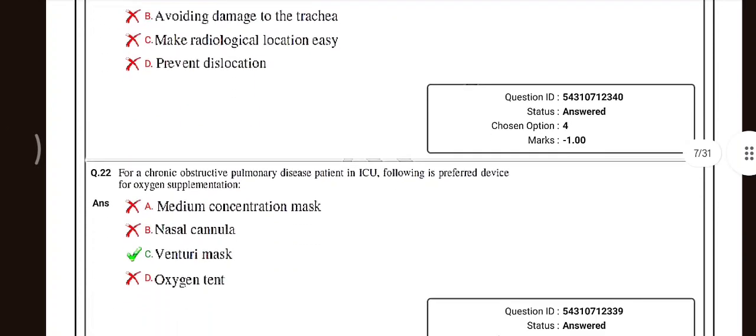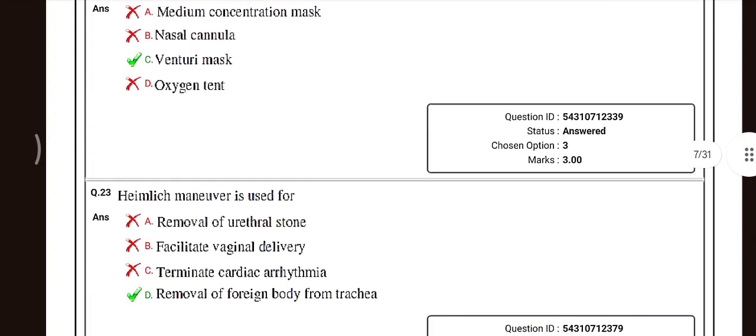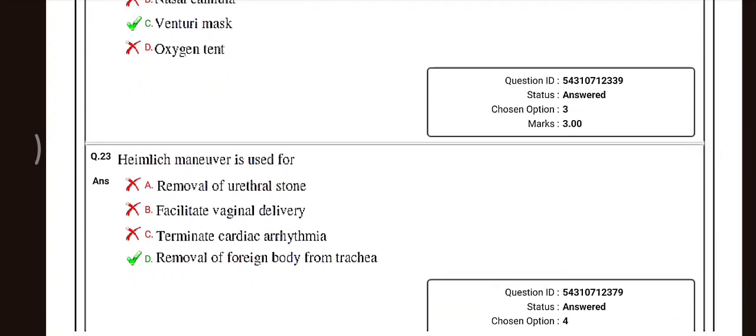For a chronic obstructive pulmonary disease patient in an ICU, the preferred device for oxygen supplementation is the Venturi mask. A low amount of oxygen should be given at a fixed rate, and for a fixed rate the Venturi mask is the correct option. The Heimlich maneuver is used for removal of a foreign body from the trachea.